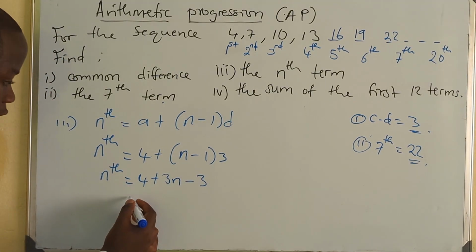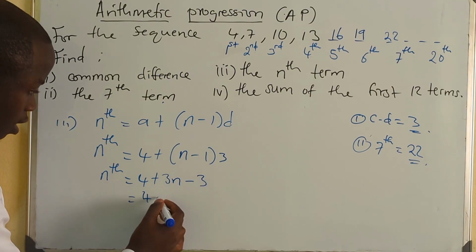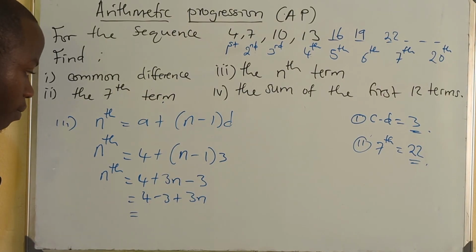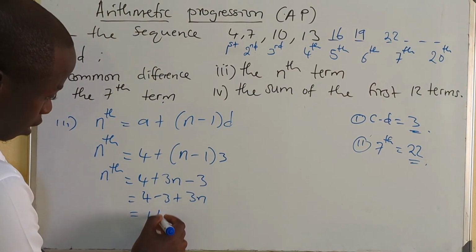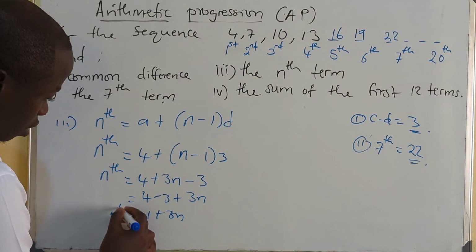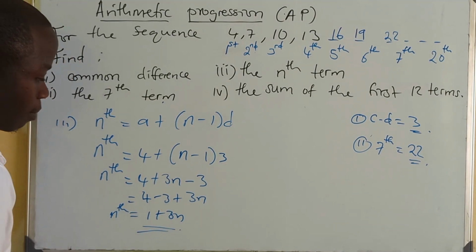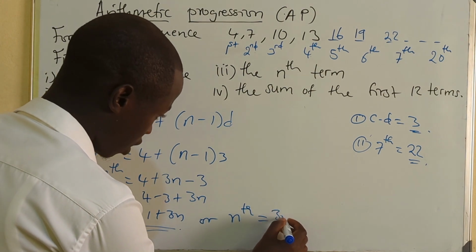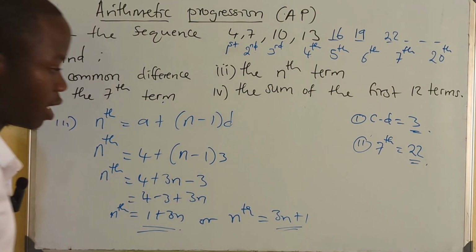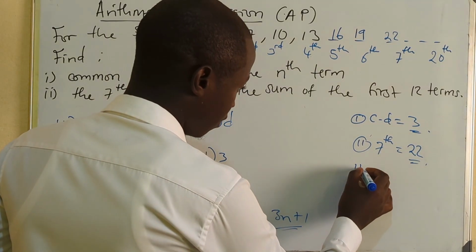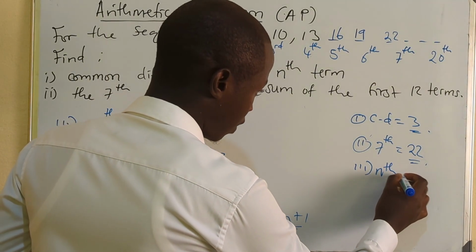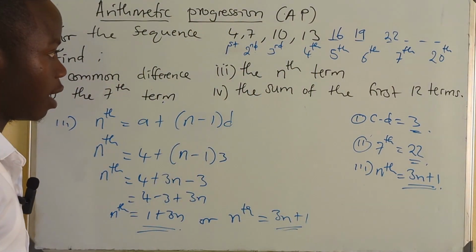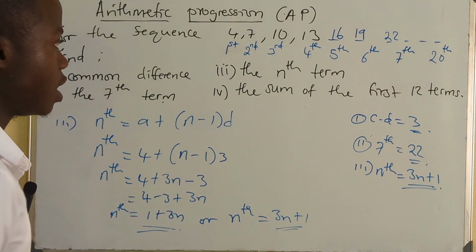We can now group the like terms. So 4 and negative 3, plus 3n. 4 minus 3 is 1. 1 plus 3n. So this is our nth term. You can also write it as nth term is equal to 3n plus 1. It is just the same. So Roman numeral 3, nth term is equal to 3n plus 1. This is our expression there. So when finding the nth term, we are finding the expression.